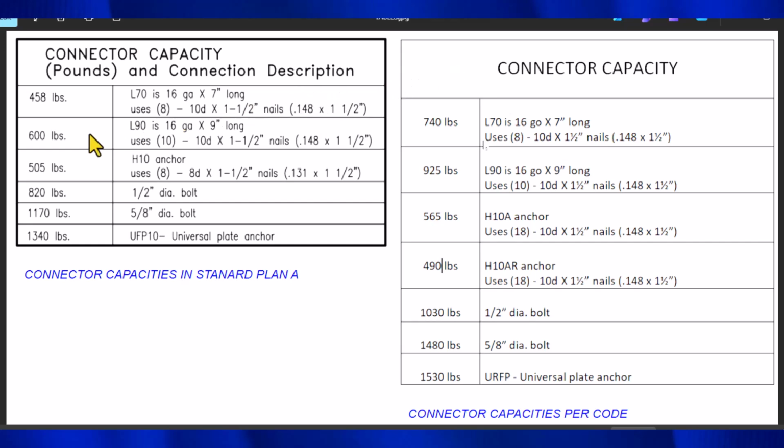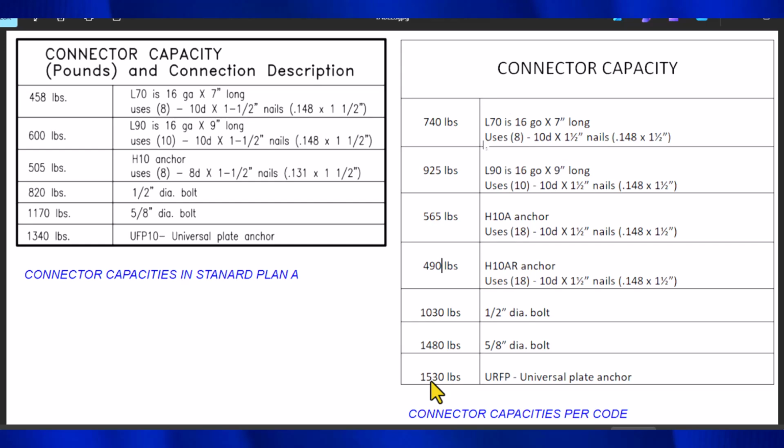The L90 is off. Here it says 600 in the standard plan. The real value is 925. We got 505 for the H10, and then here it is at 565. The bolts are off. Half-inch bolt is 820 over here, 1030 over here, 5/8, 1170 here, 1480 here. 1340 for the UFP, and what's actually used now is 1530.